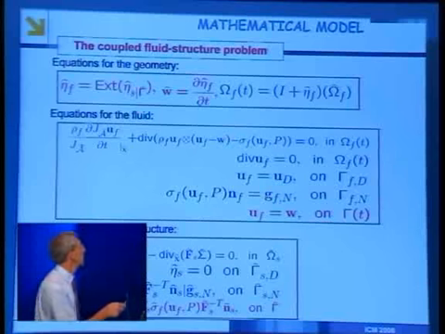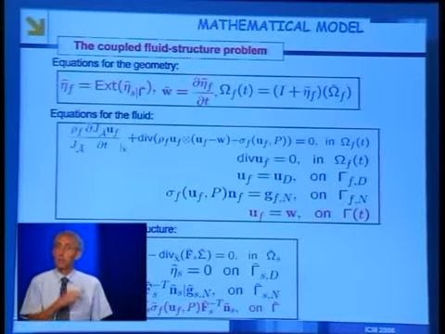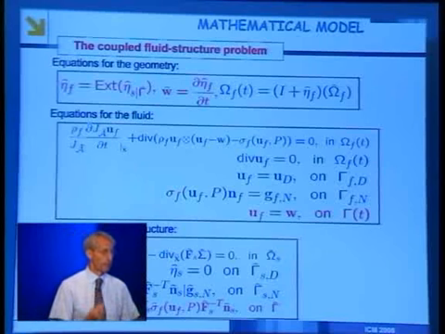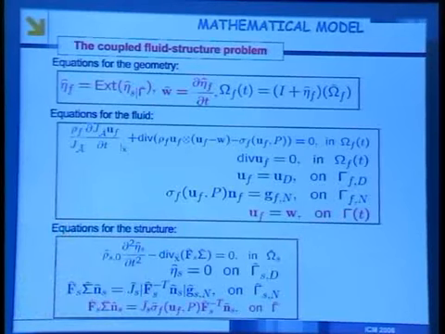This is the arbitrariness. You can use any kind of extension operator here, and the solution at the end would not depend on this, let's say. The numerical solution, of course, would depend on that.